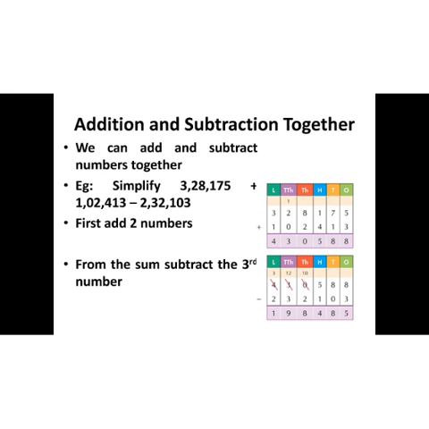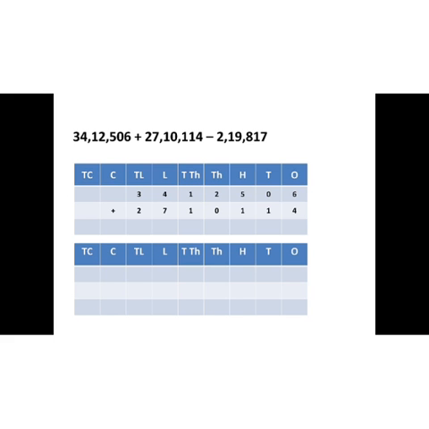Adding the two numbers, we get the answer as 4,30,588. Now, we have to subtract the third number from the sum. So, if we are subtracting, we get the answer as 1,98,485. Now, let's do another example.